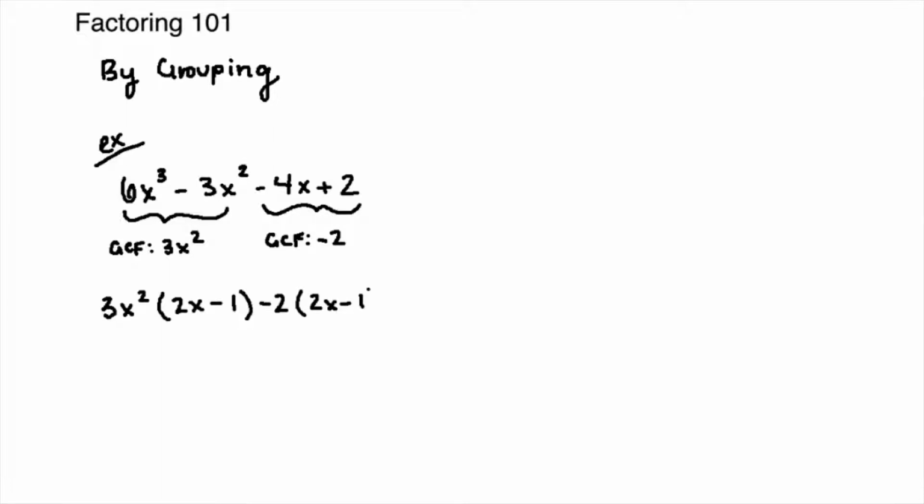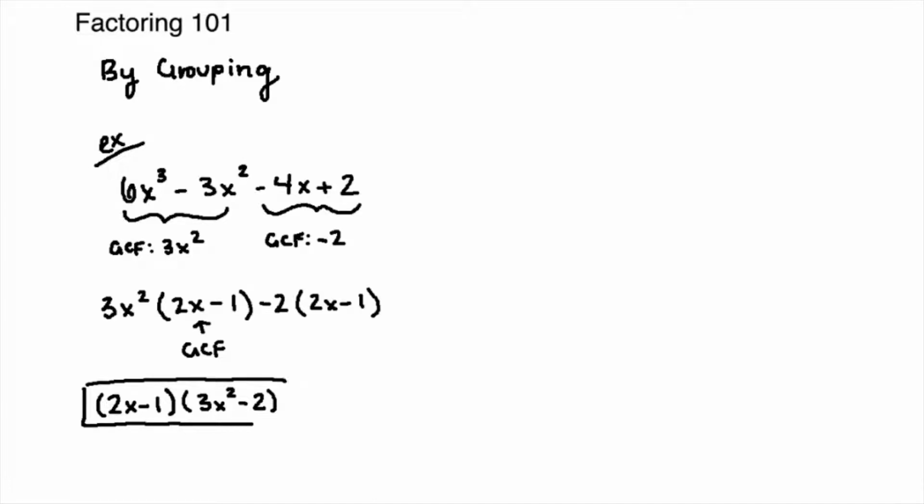So this is good because we want these two, the 2x minus 1s, to match, because then that becomes the new GCF. So this whole term is now a GCF. So we take that out and we get 2x minus 1 times 3x squared minus 2. So that is our factored form.